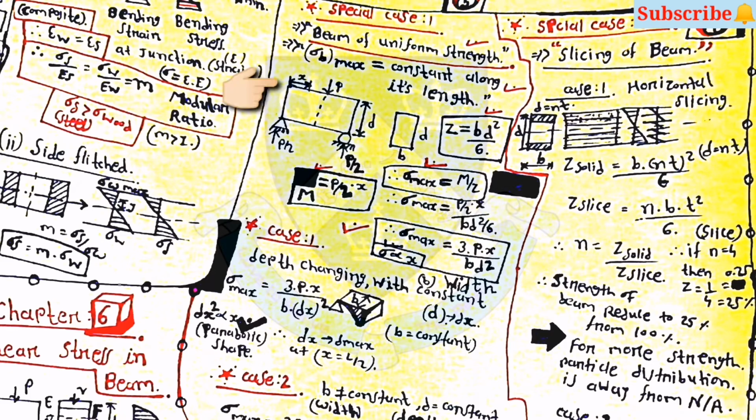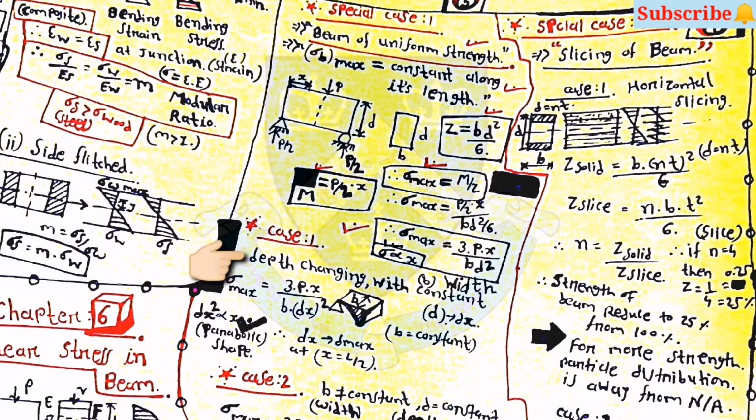Then there are two special cases. The first one is the beam of uniform strength, and the second one is the slicing of beams. Here for the special case of the beam of uniform strength, you can use the equation Z is equal to BD square by 6 and sigma max is equal to 3 into Px by BD square.